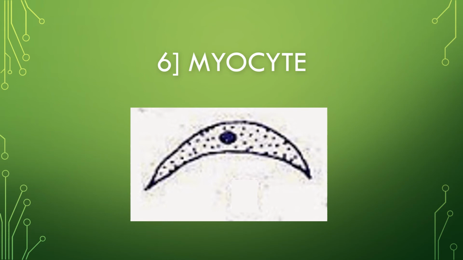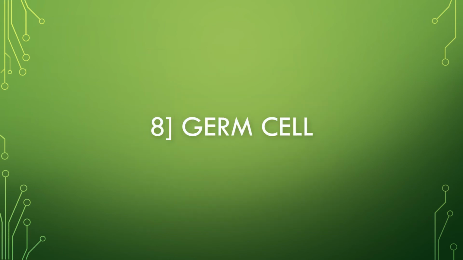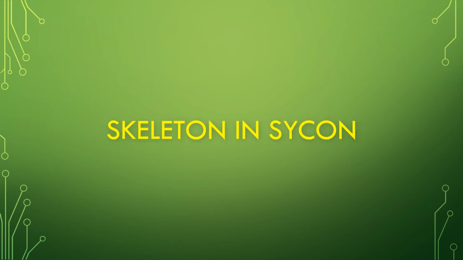Myocytes. These are the muscle cells found around the ostia and osculum, which help in opening and closing of ostia and osculum. Gland cells. These are attached to the surface by long strands and secrete lime. Germ cells. The gametes of sponges differentiate from amoebocytes. In some cases, they may arise from choanocytes. Now let us discuss the skeleton in Sycon.